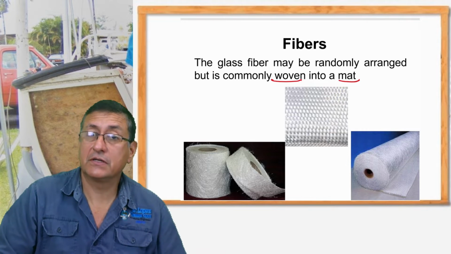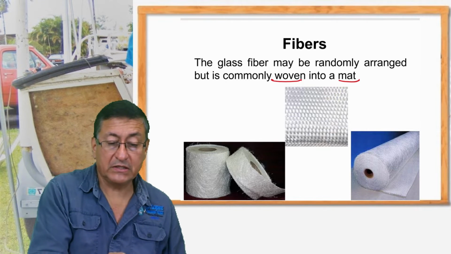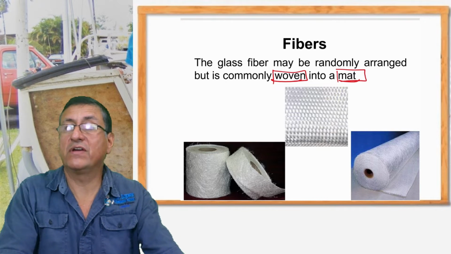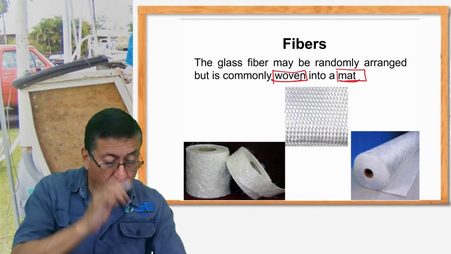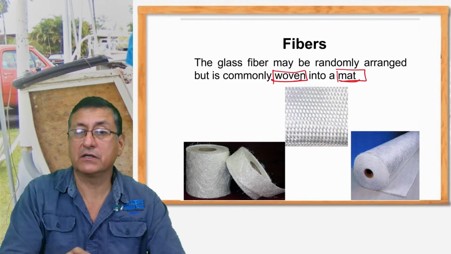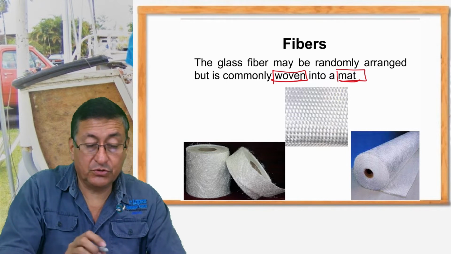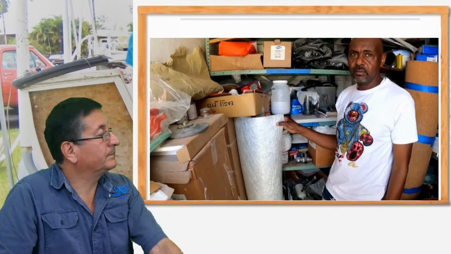Fibers. The fibers are commonly woven and mat, both of them, woven and mat. Before we try to understand those fibers, I want to check the explanation of those different types of fibers from Galvin. I hope you enjoy that video clip.